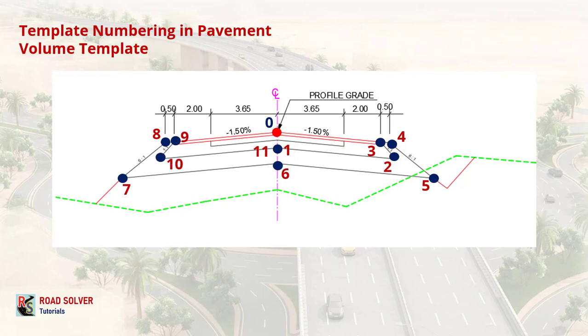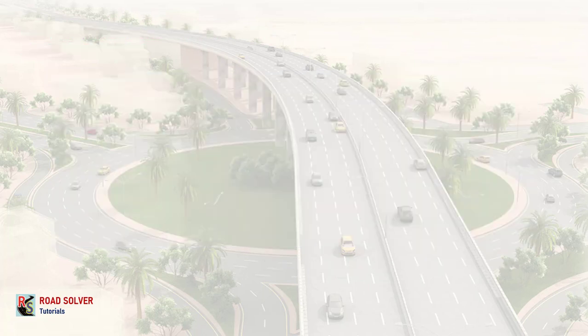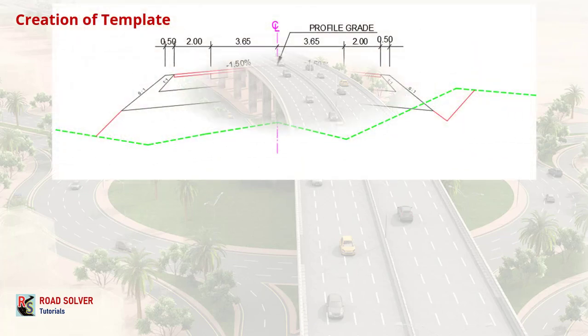Number 11 and number 1 will be the same point. The points should be closed in the same area of the subgrade layer. Also, the numbers should be in the clockwise direction, the same direction as appears in the cross section. Your point values, distance and elevation, are based on the same direction of your numbering style. So numbers should be in the closed area of any pavement layer. Now create the template for the pavement volume.